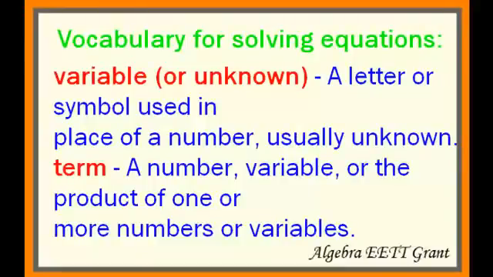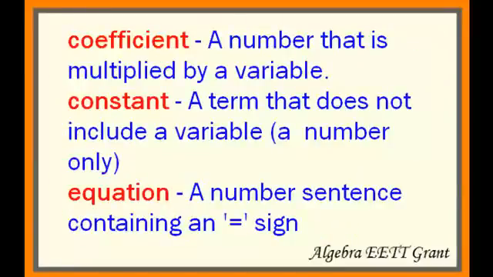A variable is a letter or symbol used in place of a number, usually unknown. A term is a number, variable, or the product of one or more numbers or variables. A coefficient is a number that is multiplied by a variable. A constant is a term that does not include a variable, a number only. And an equation is a number sentence containing an equal sign.